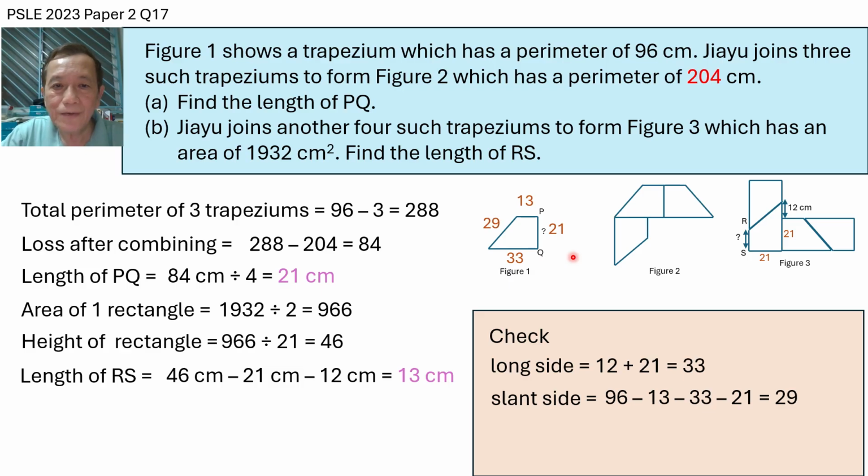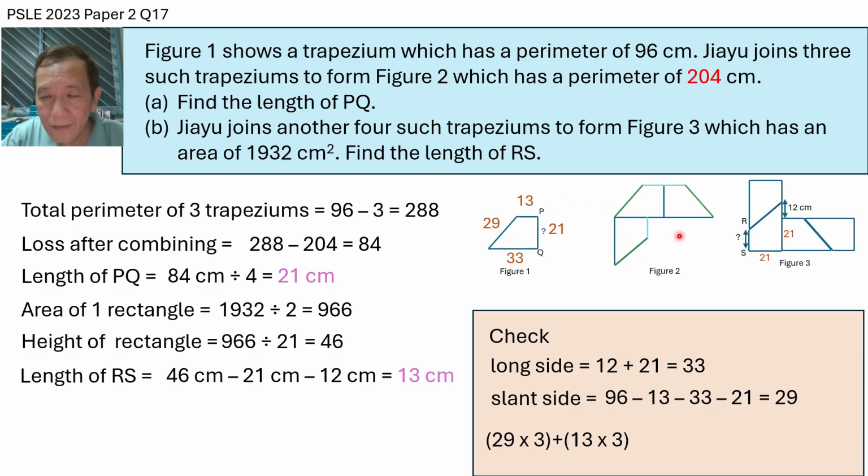Now we are ready to check whether this perimeter is 204 cm. There are 3 slant sides, the green lines. So 29 times 3. We have 3 short length, the blue lines, which is 13. So we have 13 times 3.